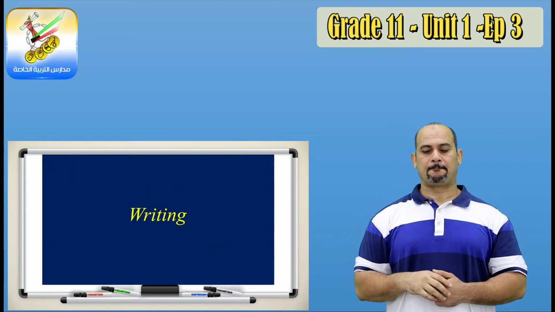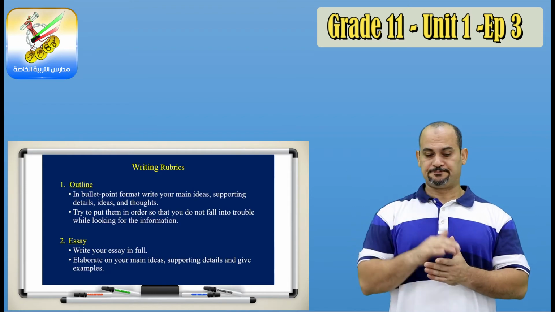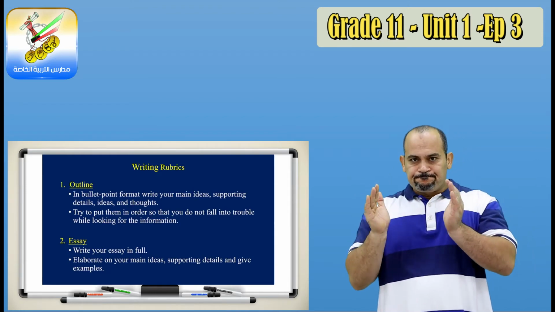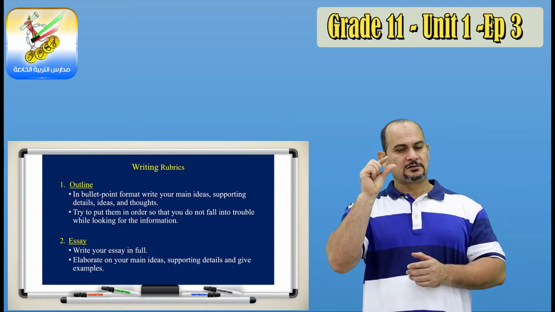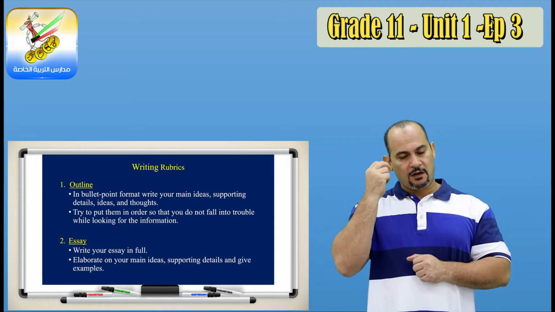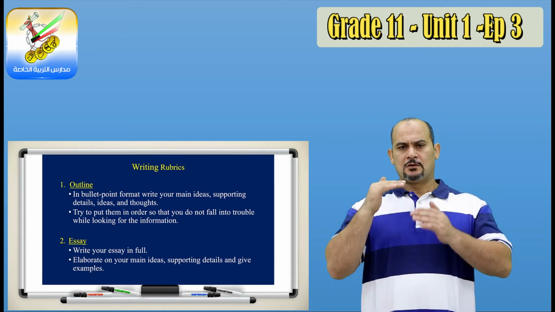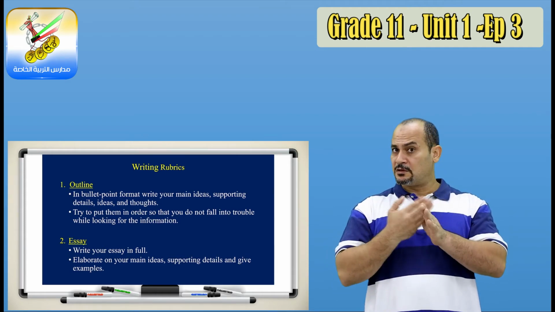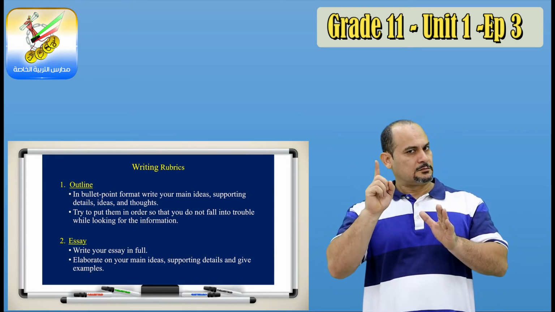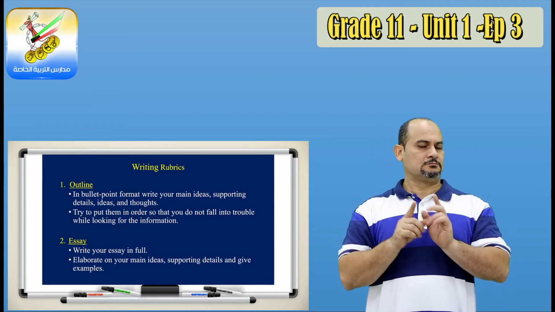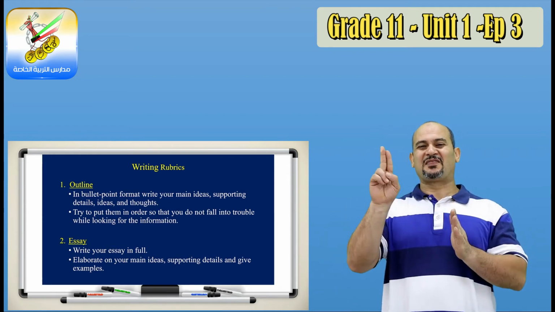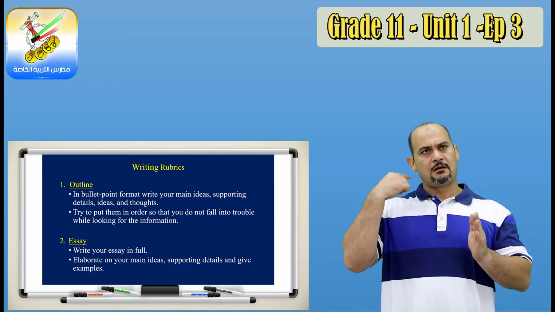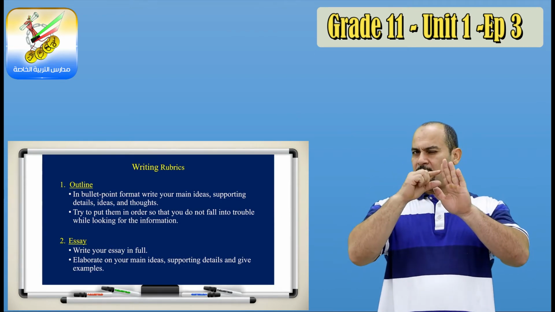Now, let's go through the writing. First, the outline. In bullet point format, write your main ideas, supporting details, ideas, and thoughts. Try to put them in order so that you do not fall into trouble while looking for the information. The second step is the essay. Write your essay in full, elaborate your main ideas, supporting details, and give examples.